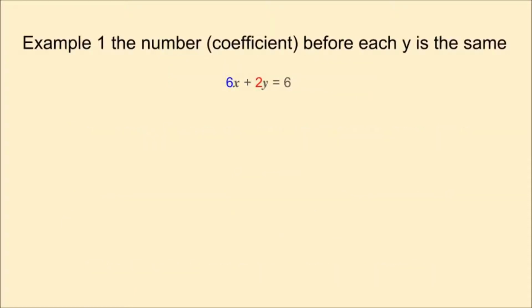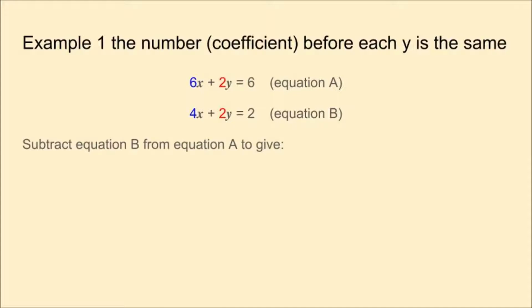So our first example, we have an equation here where the coefficient for y is 2, the coefficient for x is 6, and then let's look at our second equation where we also have a coefficient of 2 for the y value, but the x coefficient is 4. So in this case the y coefficients are the same as each other. Now when the coefficients are the same, we can actually subtract the equations from each other in order to solve the problem. So we can take, for example, equation A, take away equation B.